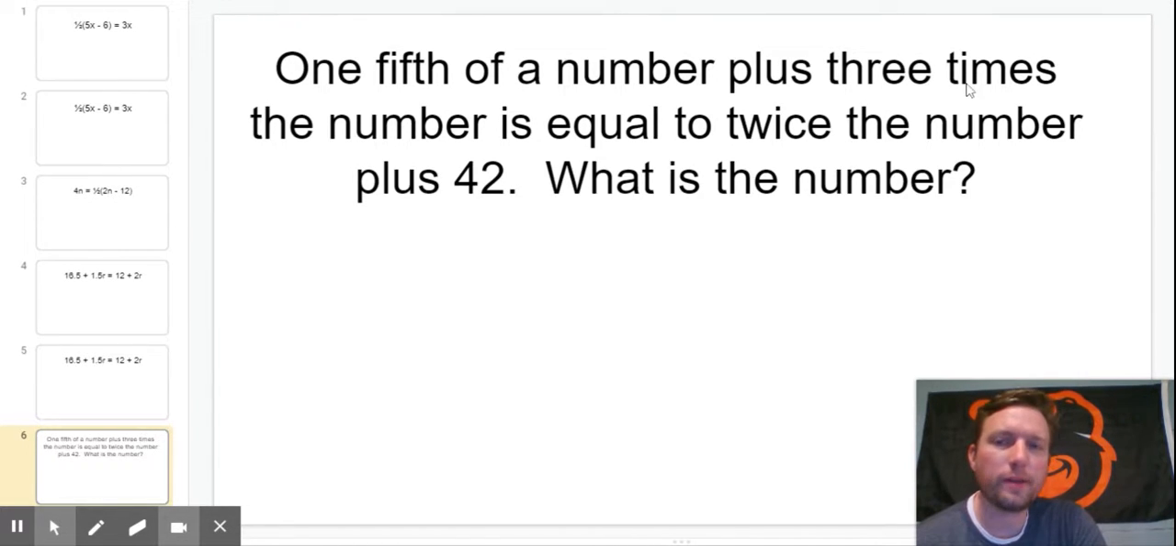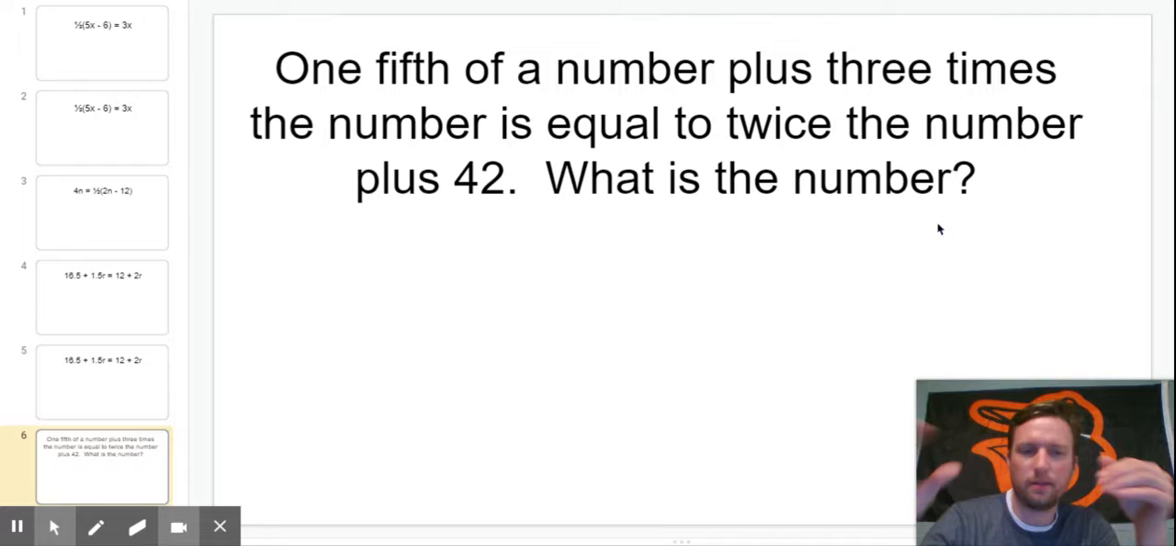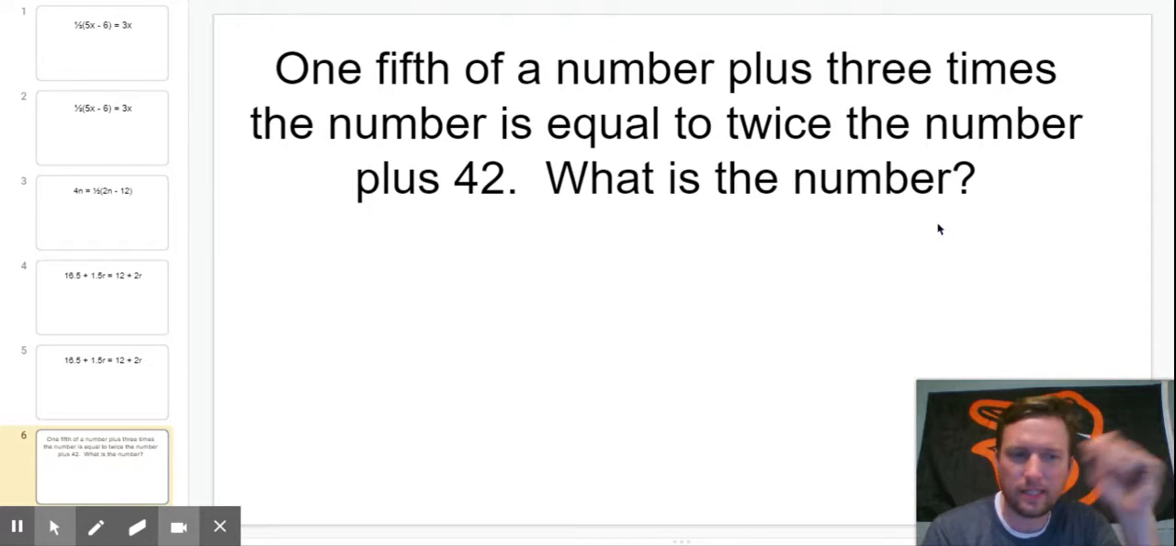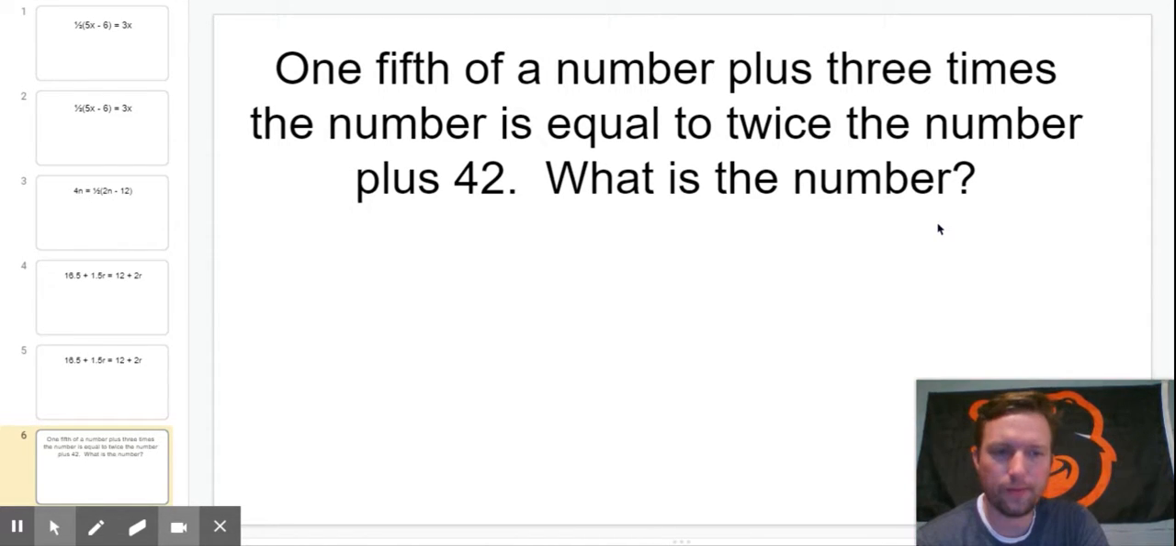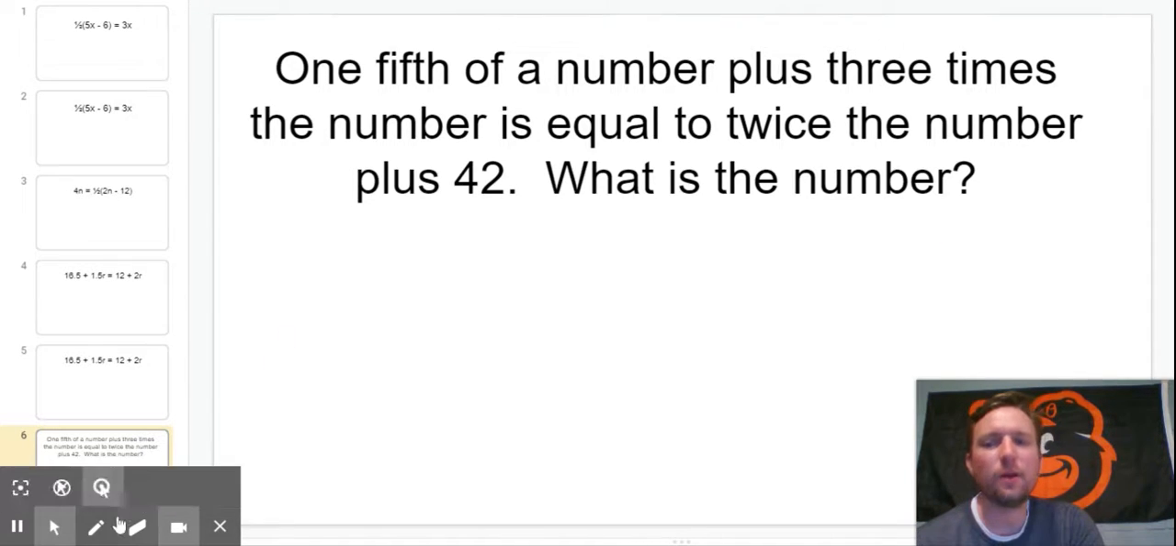The question that we're working on today is 1/5 of a number plus 3 times the number is equal to twice the number plus 42. What is the number? Whew. Oh my goodness. All right. Now, you might already be raising the white flag and saying, I surrender. Don't. We can do this. Let's break it down, work step by step, and really look at this problem together. I think we can attack it and see that if you take small bites, we can get it done.